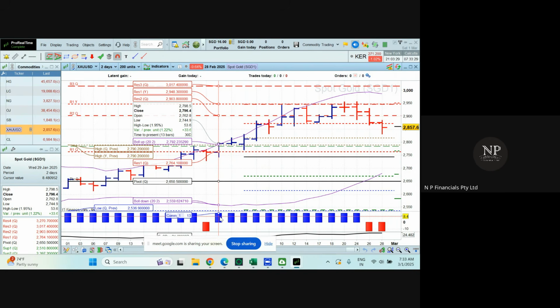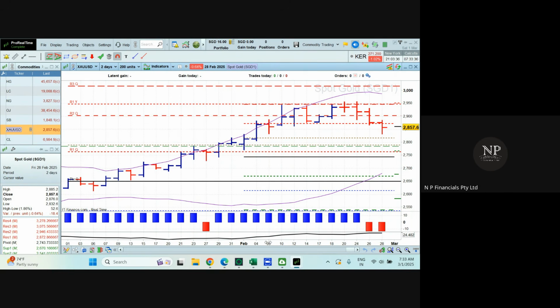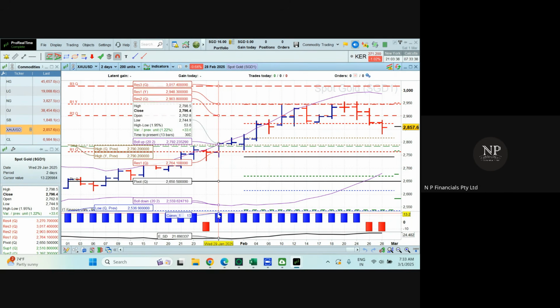There is a stop sharing and hide. Hide is after stop sharing. Everything just stays there. And then write down the date as 29th of January.